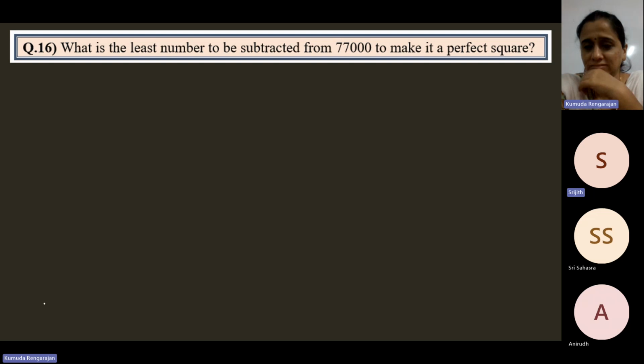Ma'am, if we get the quotient, we have to get the predecessor of the quotient, ma'am. Here you don't look at the quotient. Whatever is the remainder should be subtracted. What's the remainder you have got? Whatever is the remainder should be subtracted.